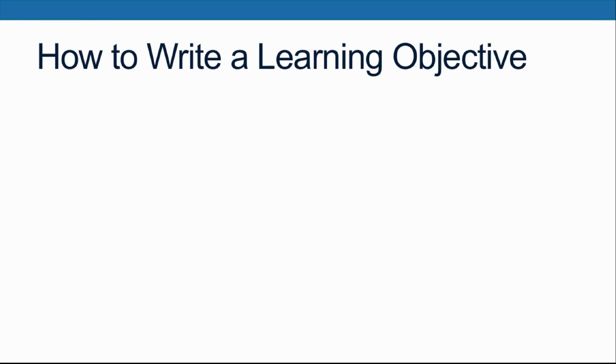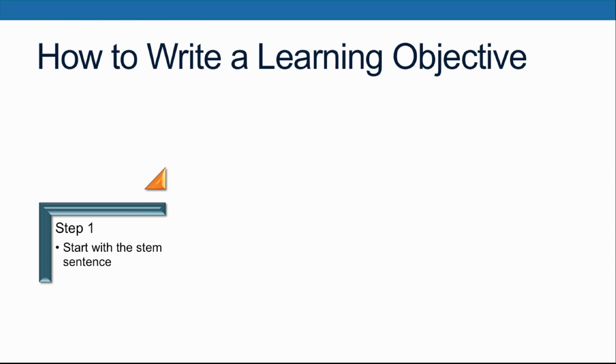And now that we understand Bloom's taxonomy, let's use what we've learned to construct a measurable learning objective. First, you should start with a STEM sentence. All learning objectives contain a STEM sentence. They are most often written as the STEM sentence with a bulleted list of objectives that follow the STEM. For your course modules, you may want to use the STEM: After completing this module, you will be able to.